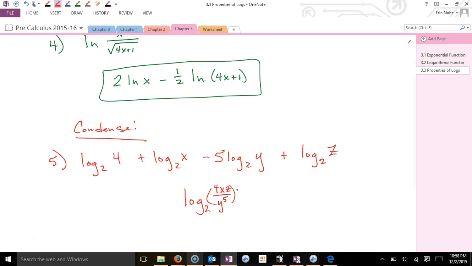For it to be on the bottom, it would have to be a minus. If the second term is subtracted, then you would have it on the bottom. Exactly. So if it was like this, then you would have the z on the bottom.